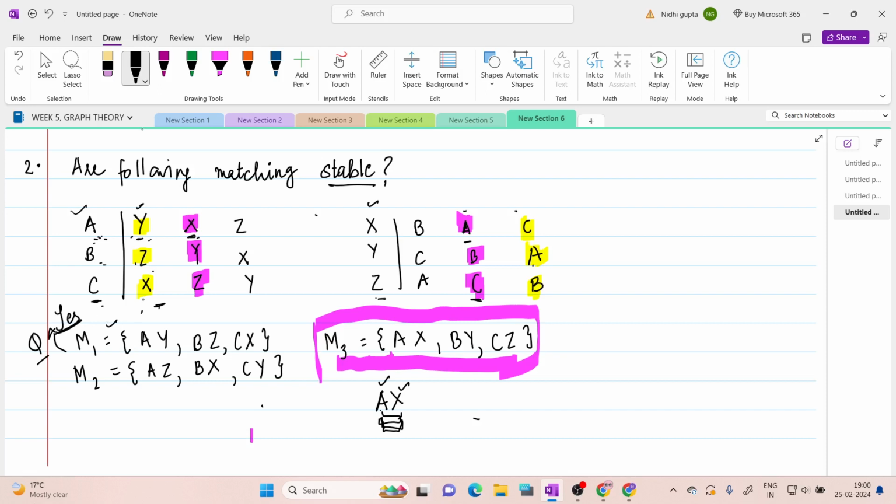And what about CX? Is CX a blocking pair? Not a blocking pair. So these are not blocking pairs. Similarly, AZ, BX, and CY won't be blocking pairs because they are already getting their second preferences. We need not check for the third. So we see that M3 is also a stable matching, right? Does everyone agree that M3 is a stable matching?